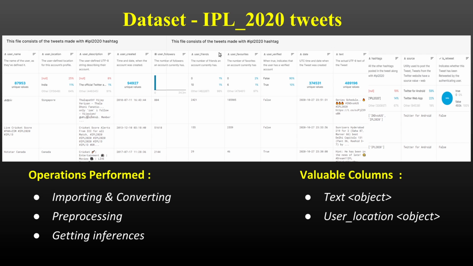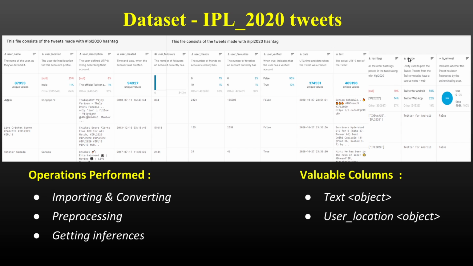We have user friends, which holds the number of friends. We have user favorites, which holds the number of favorites an account has. We have user verified. When it is true, it indicates that the user has a verified account. Next, we have date, which shows the UTC time and date when the tweet was created. Next, we have text, which shows the actual UTF-8 text of the tweet. Next, we have hashtags, all the hashtags posted in the tweet along with hashtag IPL 2020.